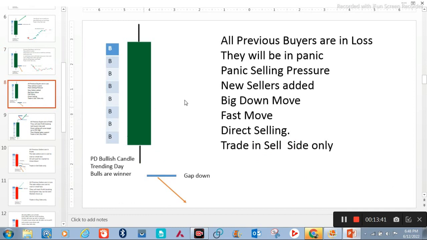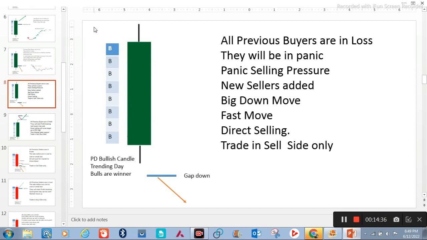See this scenario. Same bullish candle, trending day, all are buyers, and this is the closing price of the previous day. Next day there is a big gap down, below this entire trend market. What happened to all these previous day buyers? They are all in loss. Imagine he bought it here; next day the gap down opened and he is in loss. All previous buyers are in loss.